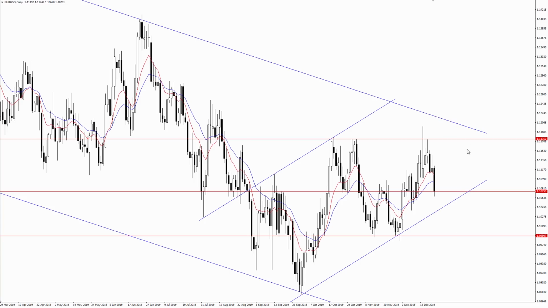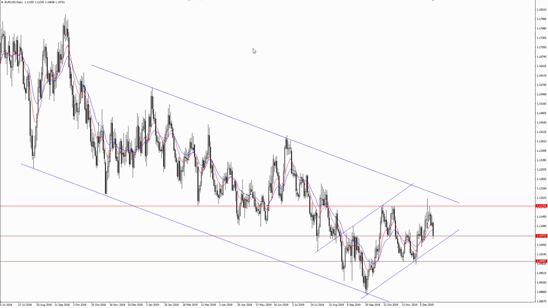So remember that this channel top up here dates back to last year. So we've been looking at this descending channel now ever since early October. So this descending channel is the intermediate trend. However, the short-term trend recently has been pointed higher based on these higher lows and higher highs.